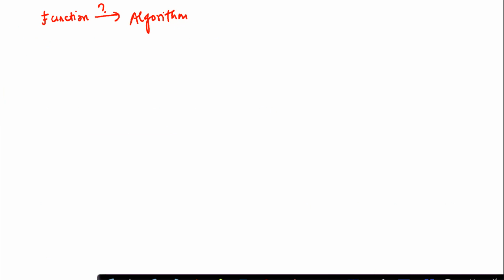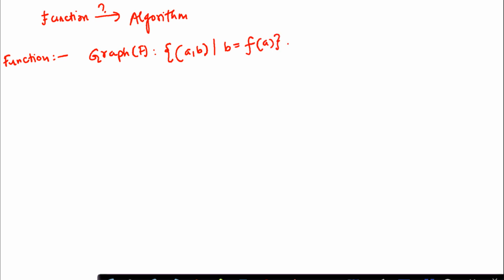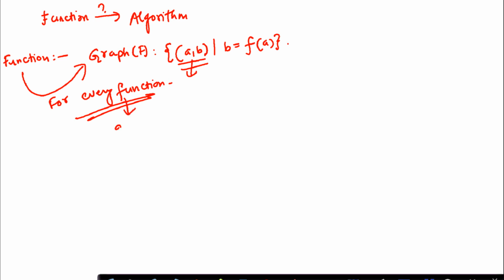For every function, you can have something called the graph of the function, which is a set of tuples (a, b) such that b is equal to f of a. This is a set of tuples where a is the input and b is f of a. Basically a is the input and b is the output. Every function is associated with a set, which is this.